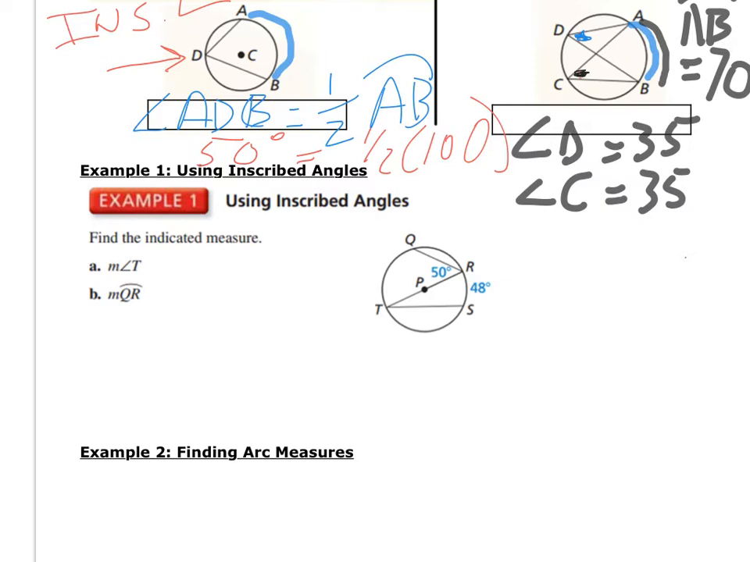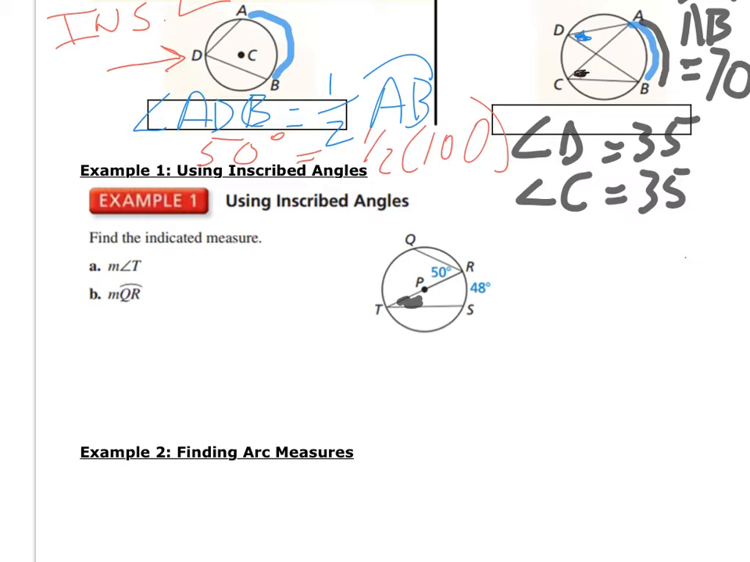I'll do the first set of problems with you. Here they ask us to find the angle measure. Pay attention to your markings, because right here in A, they're asking you to find the measure of angle T. What they want you to find is this right here that I'm shading, that is the angle T.